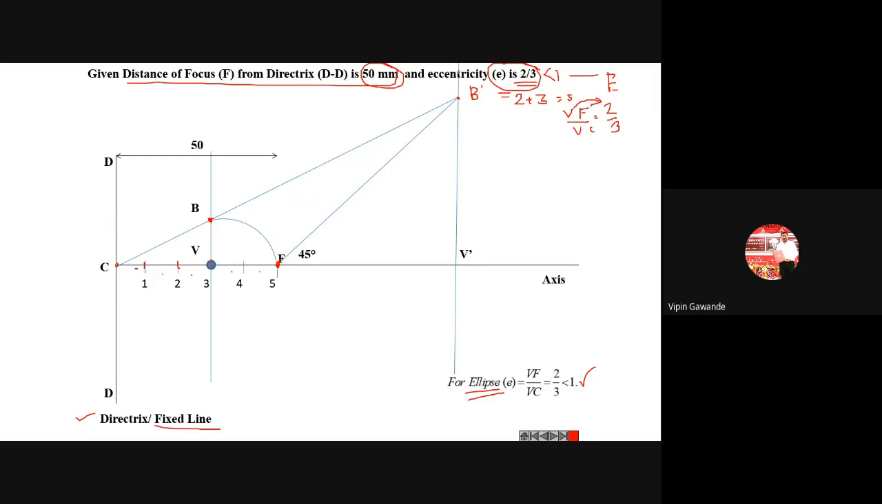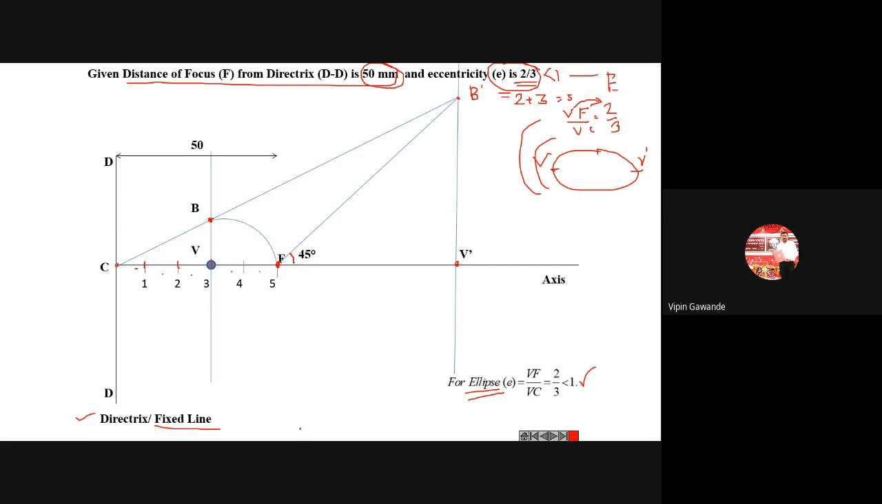Now from B dash, you draw one vertical line. That will intersect our axis at V dash. Why are we doing this 45-degree step in the ellipse? Because in the ellipse, we have two vertices, V and V dash, while in the parabola and hyperbola, we have only one vertex. So you don't have to take the 45-degree step in the parabola and hyperbola. This step is only for the ellipse because the ellipse has two vertices, V and V dash.